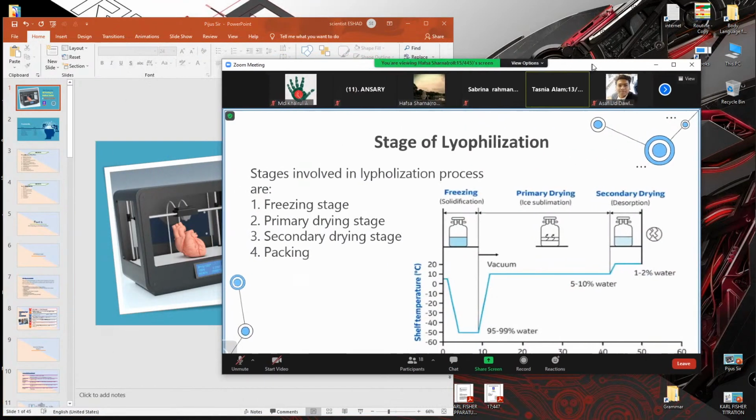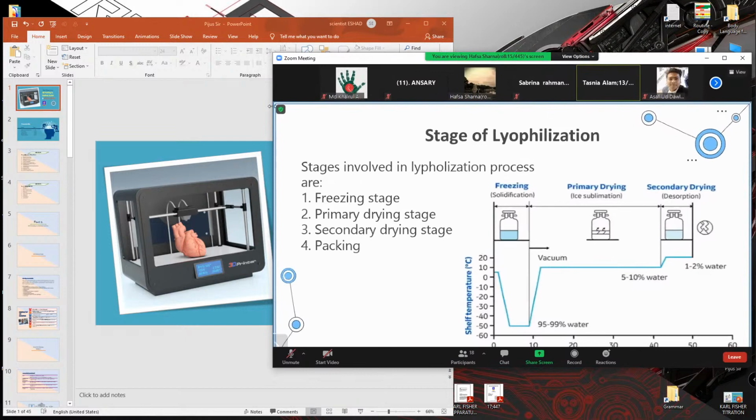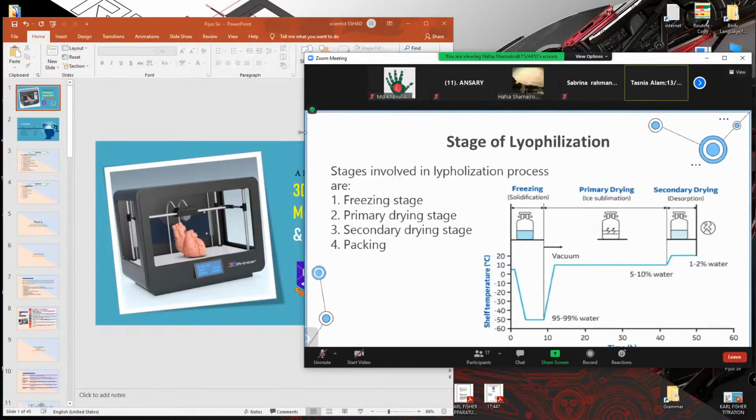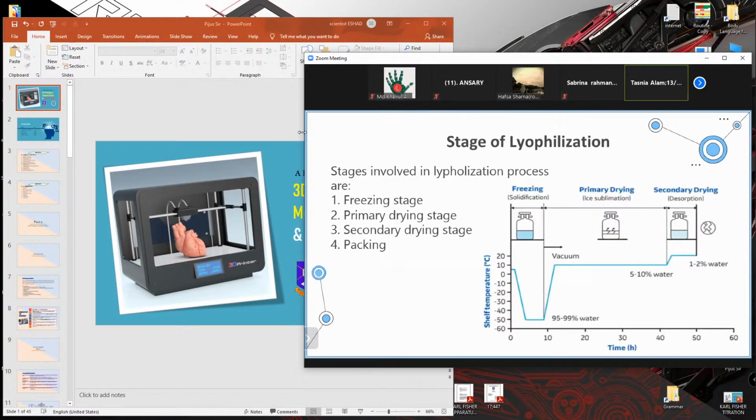Stages of lyophilization. The stages involved in the lyophilization process are the freezing stage, primary drying stage, secondary drying stage, and packaging. Next slide.